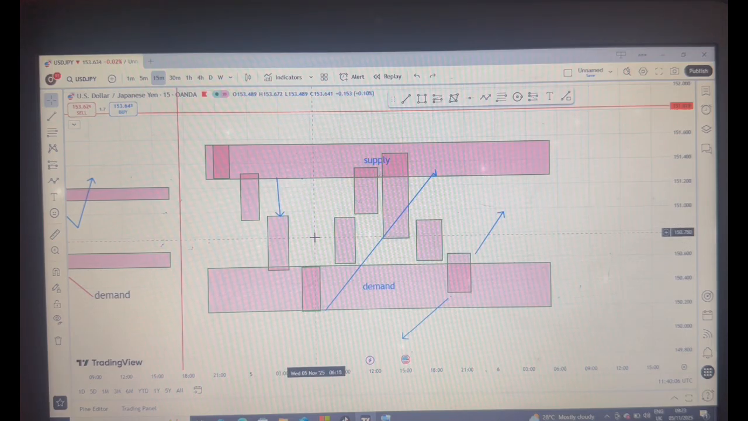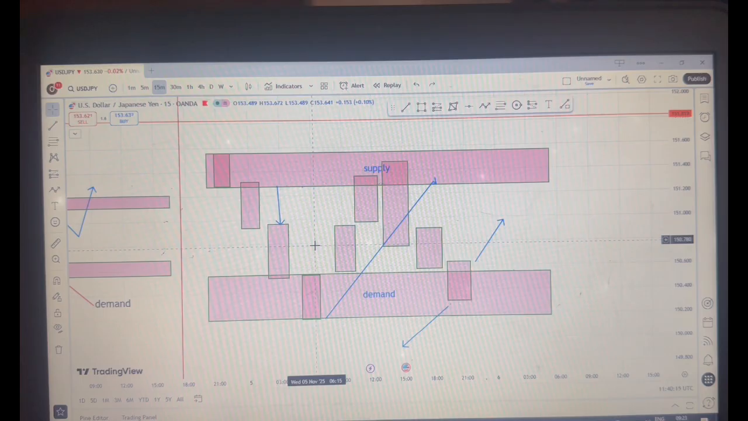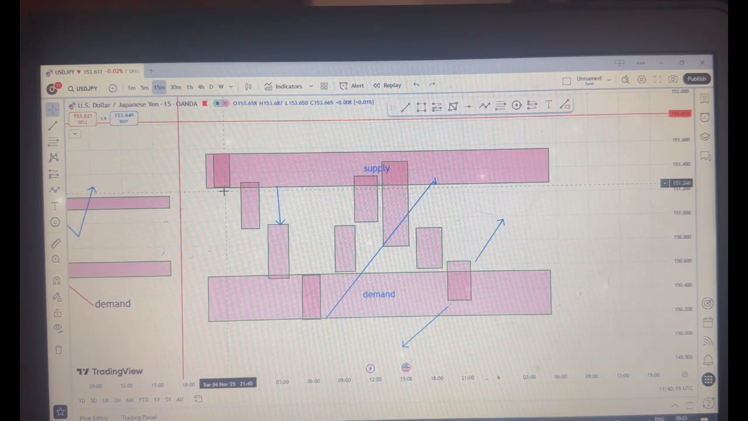You can pen that down. Everybody knows how to mark out their demand zone and their supply zone, but for me, I use the last bearish candle before the upward move. For my supply zone, I use the last bullish candle before the downward move. Before this downward move here, I use the last bullish candle.